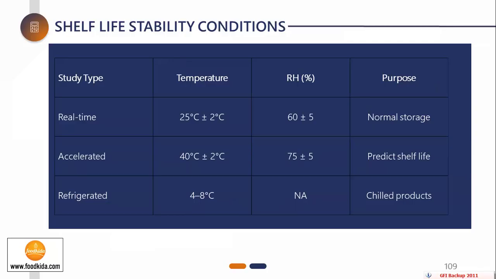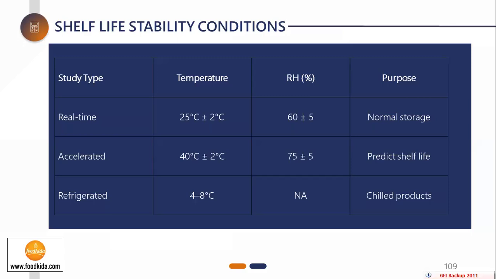Now, I also used to do freeze and thaw. Freeze and thaw is basically done for European countries. RH is relative humidity. So basically for very humid conditions like Mumbai and Chennai, you will have 75 RH.